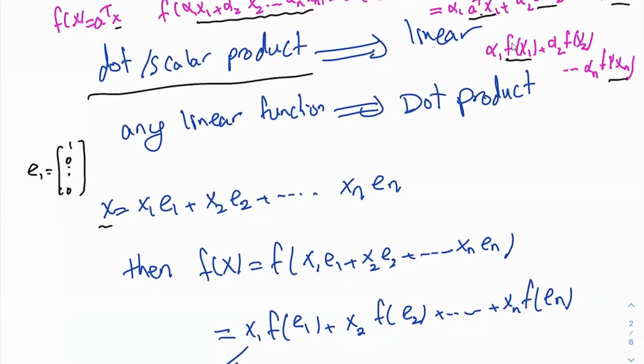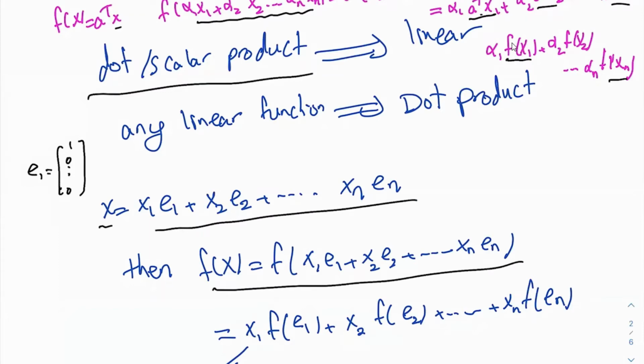Now let's plug that into f of x and use the principle of superposition. So instead of x, I will put this expression, right? You see it here in this line. Now by superposition, I get x1 f of e1 plus x2 f of e2 all the way to xn f of en.